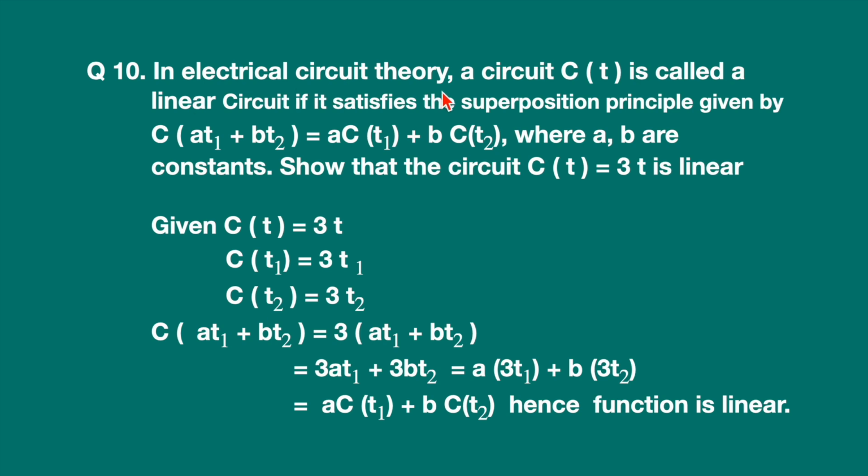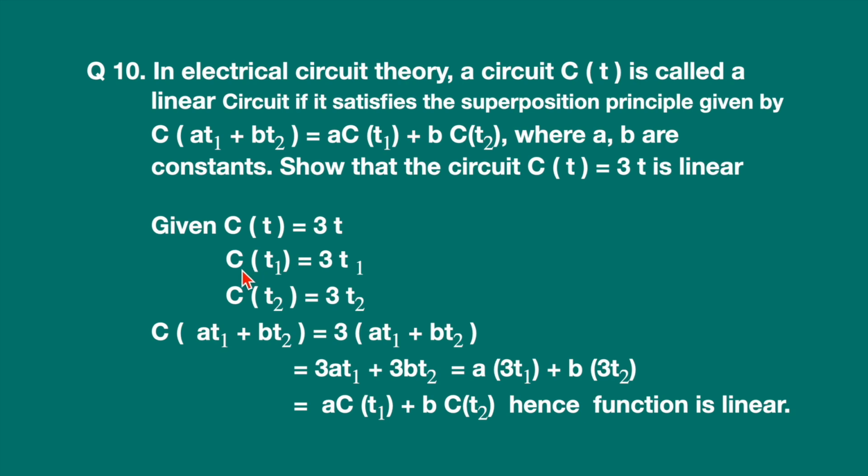In electrical circuit theory, a circuit C(t) is called a linear circuit if it satisfies the superposition principle given by C at (a t1 plus b t2) is equal to a C(t1) plus b C(t2), where a, b are constants. Show that the circuit C(t) is equal to 3t is linear. Okay, now here this function C(t) is linear, we have to prove. To prove that we have to show that it satisfies this equation. If it satisfies this equation, then it is linear. So let us write down this equation. C(t) is equal to 3t.